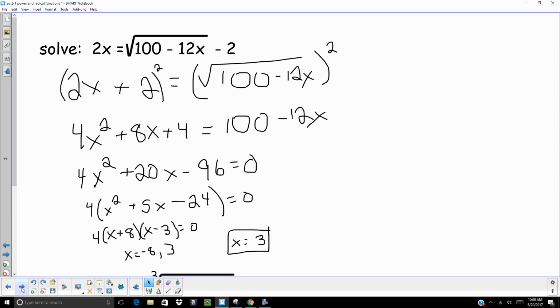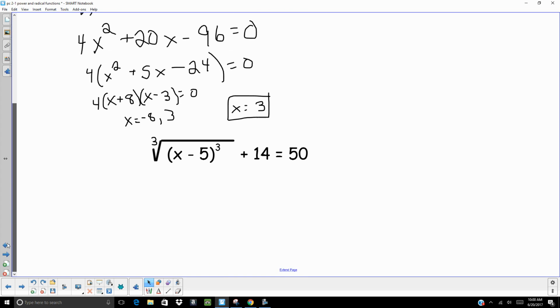Whenever you're solving for a radical, you need to go ahead and check your answers. Because you can create what we call extraneous solutions. You didn't do anything mathematically wrong. You just created an extra solution. And our extra solution that we created was negative 8. All right, go ahead, hit pause, try this one on your own, and let's see how you did.